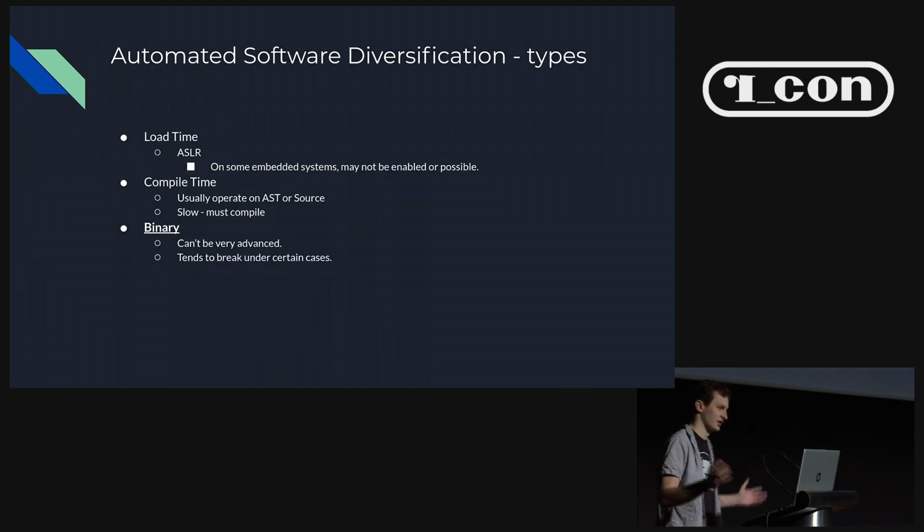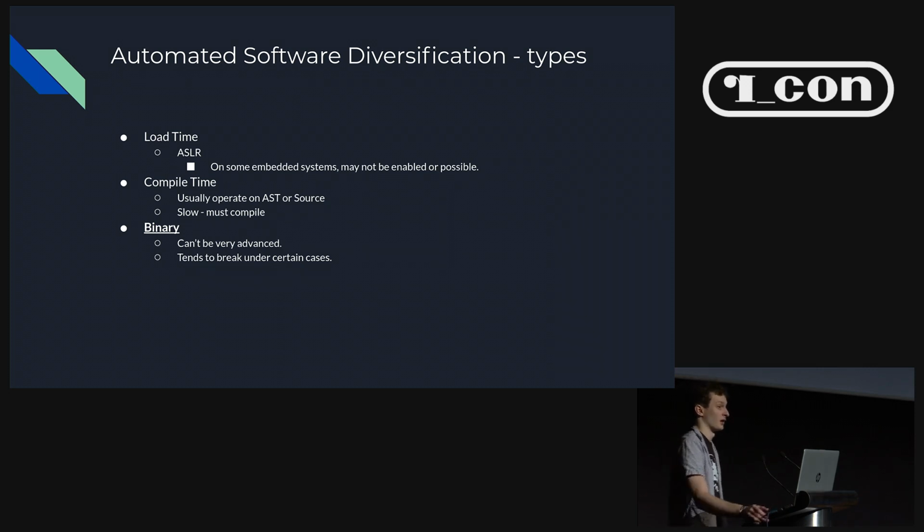It's pretty cool. So what is software diversification? Well, we have load time, like ASLR. Everyone knows ASLR, right? But on some embedded systems, ASLR may not be possible or enabled. A lot of IoT devices just don't have position-independent code, so every single address of every function will start with 0x40. That's not a good sign.